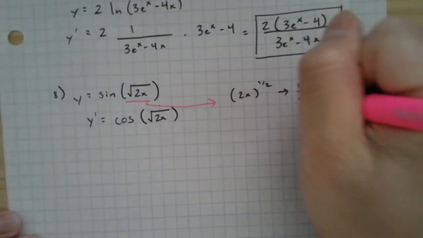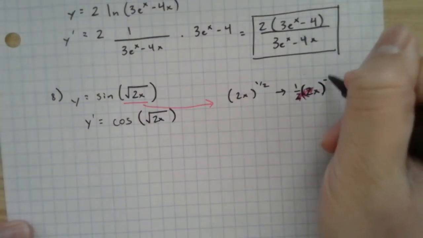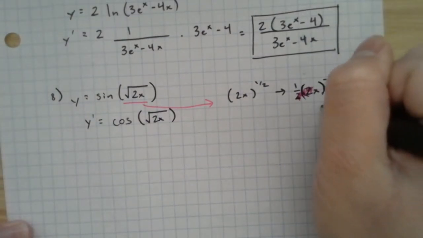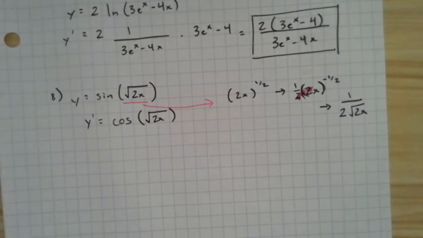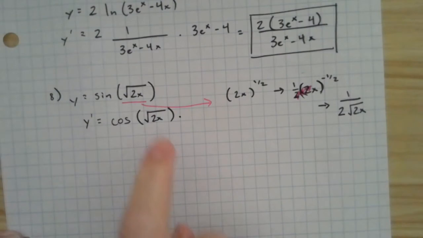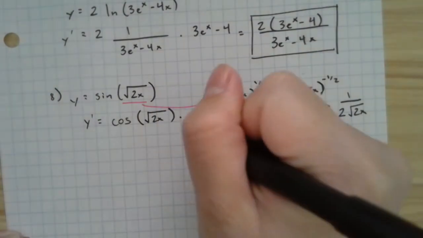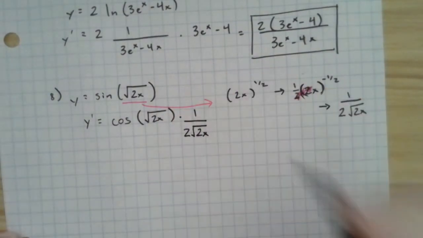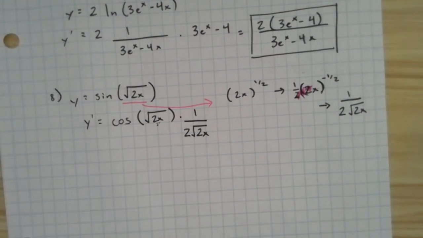Actually, no, just kidding. Terrible. The 2's will not cancel. Okay, but 2x to the negative 1/2, if you apply the negative exponent rule, you'd move all that to the denominator. So I'm actually getting 1 over 2 square root of 2x. Okay? So then times the derivative of the inside, right? I got 1 over 2 square root of 2x, and then times the derivative of the inside.